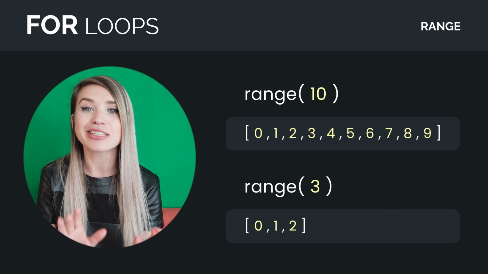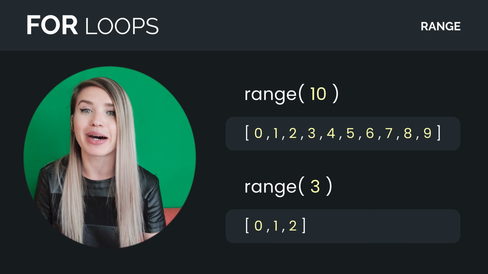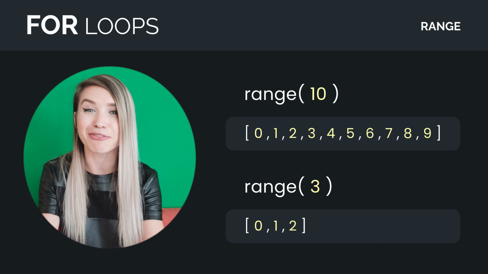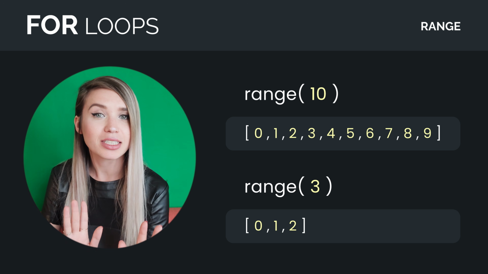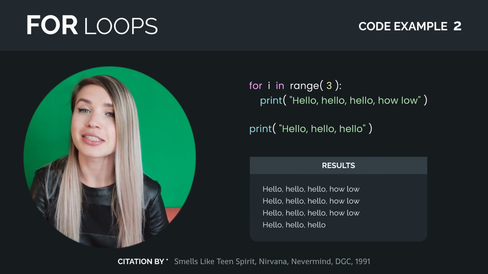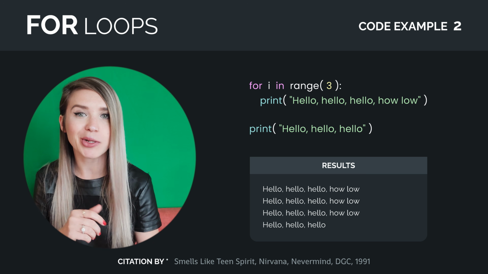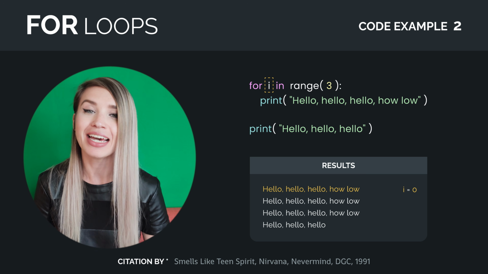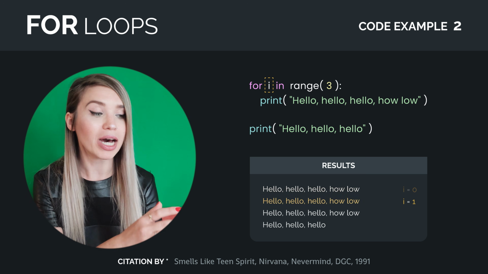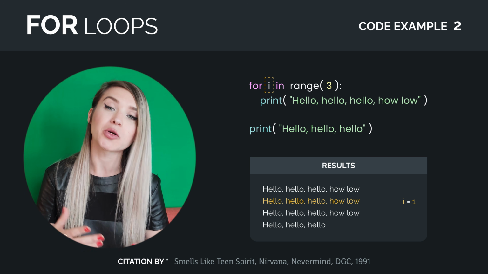The important thing to know is we can combine range when declaring a for loop. So let's say we want to recreate a famous Nirvana song. In this example, in the first pass through the loop, our iteration variable i will equal 0. In a second pass, it will equal 1, and in the last pass, it will equal 2.